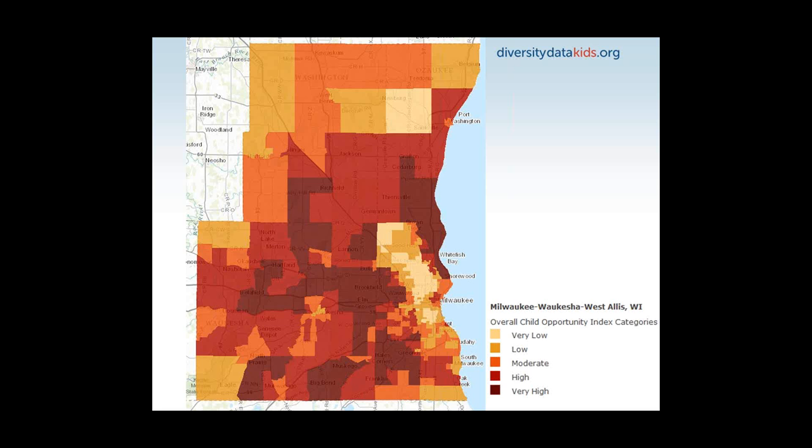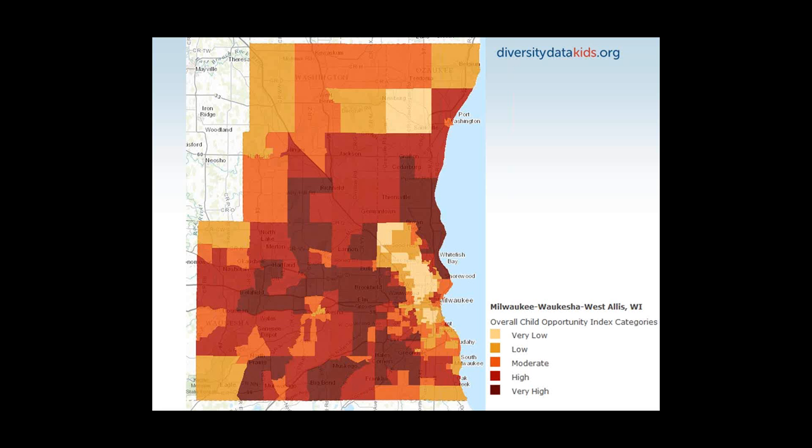Note that this map shows the overall child opportunity index. On the website, you may have the option of seeing separate maps for each of the three separate indices I described before: education, health and environmental, and socioeconomic opportunity.